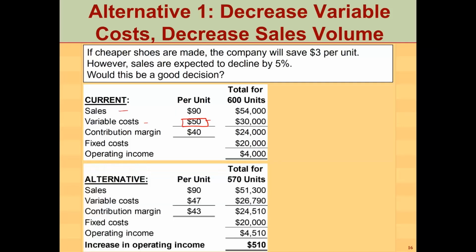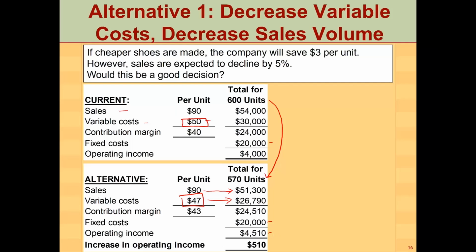This is what you would see. The 600 units is going to go down by 5% to 570. So I'm going to use the 570 times the 90 for my new sales. I have a new variable cost per unit of 47 because that went down by 3. Multiply that by 570 and I got 26,790, and fixed costs don't change. There's 20,000 there, there's 20,000 there, so I subtract, and my new operating income is 4,510.